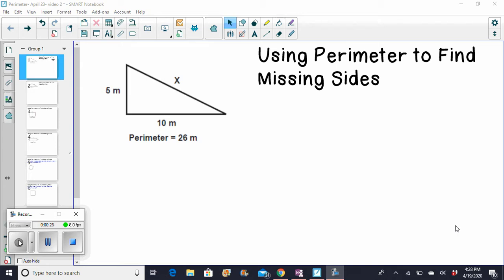Now, before I continue on, I want to make sure that you grab paper, pencil, or your dry erase board and marker so that you can solve these problems right along with me. All right, let's go ahead and get started.